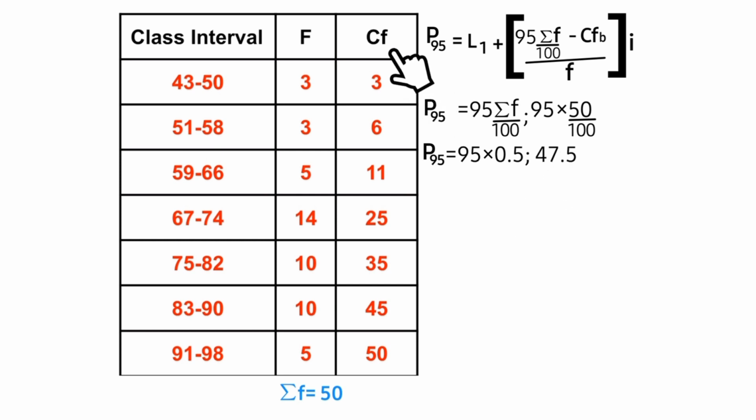Let's go to our cumulative frequency column now. Let's trace the class that has 47.5. This is 45. 47.5 falls within this class. This is the 95th percentile class.